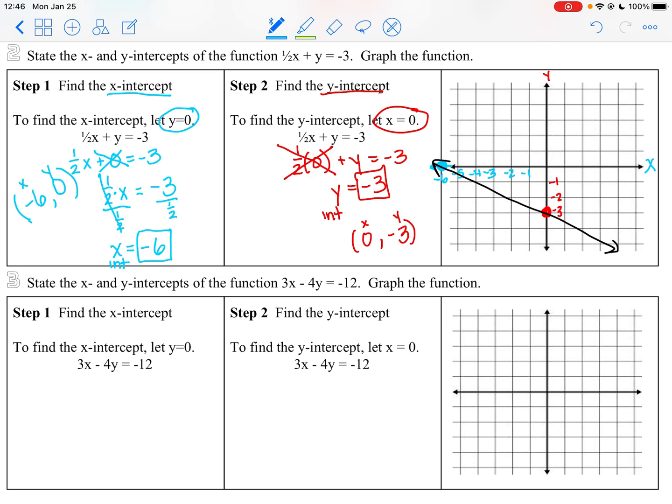The first time I have it written, I'm going to plug in a 0 where the y is. So 3x minus 4 times 0 equals -12. And then wherever I plugged in that 0, I'm just going to cross out that term. So now it says 3x equals -12. So to find that x-intercept, I'm going to divide both sides by the coefficient, which is 3 in this equation. And -12 divided by 3 is -4.